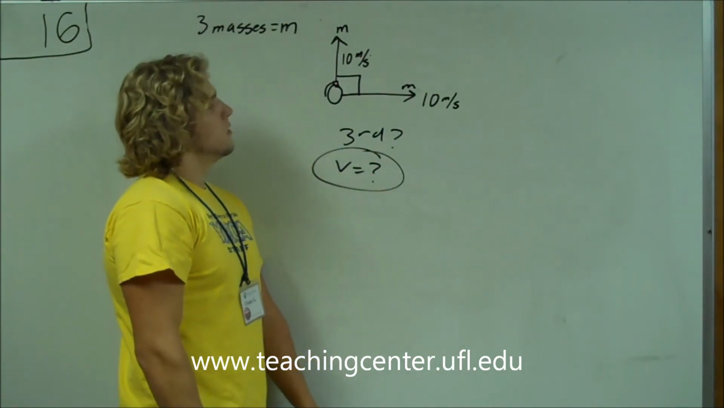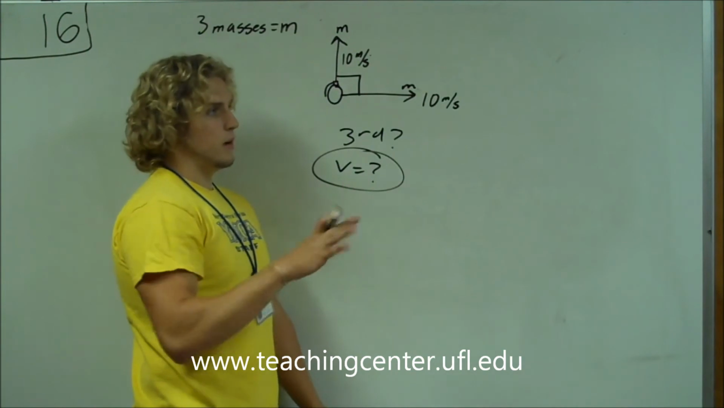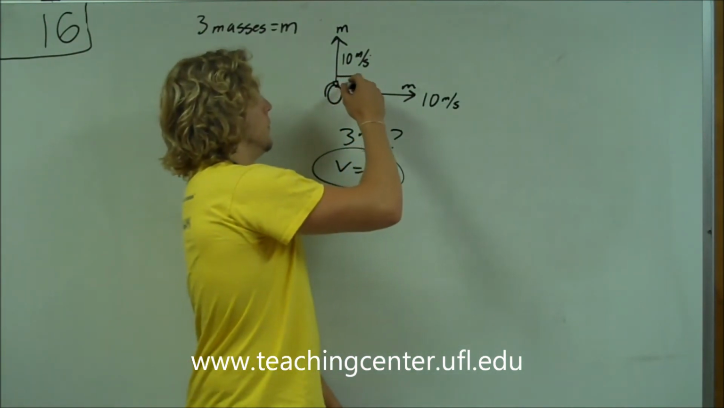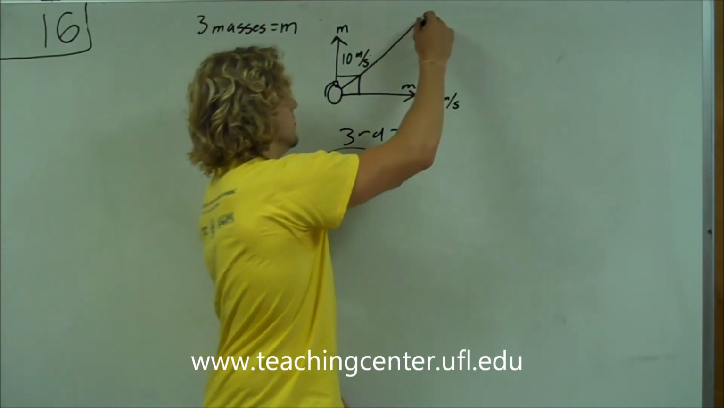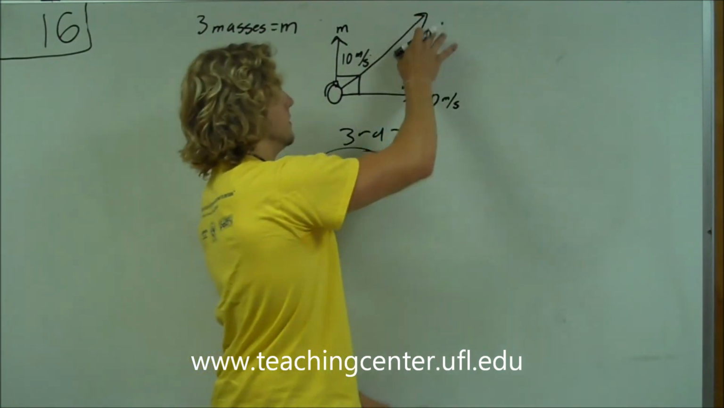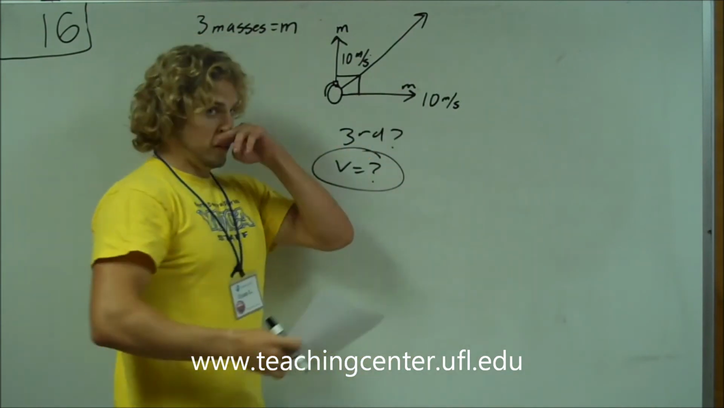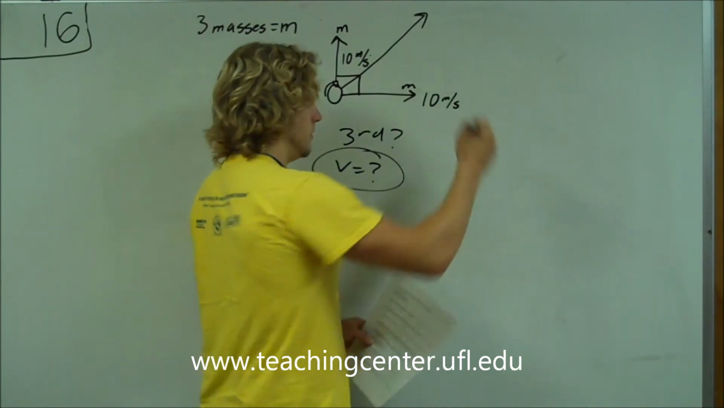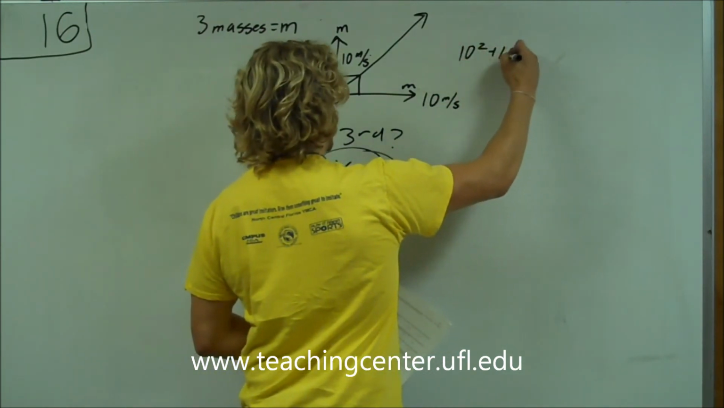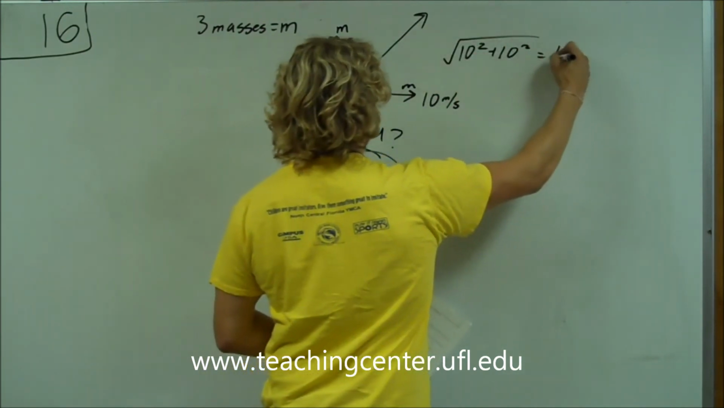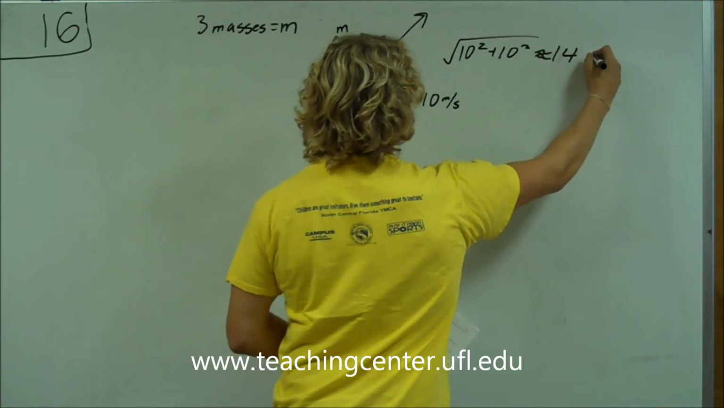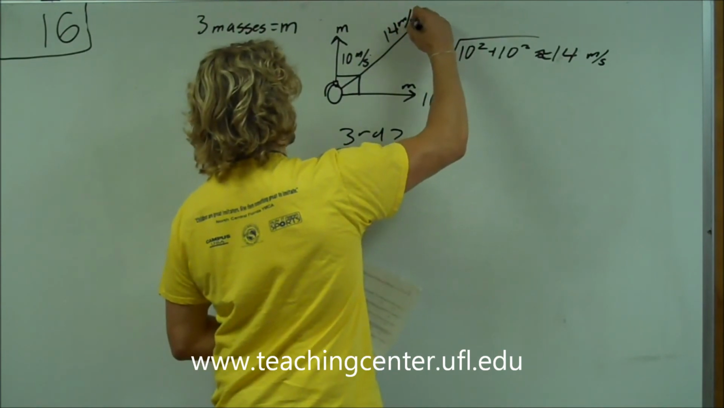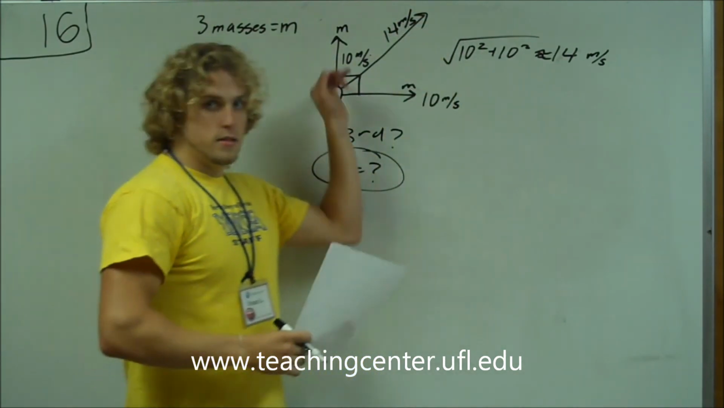Okay? So the way I drew it, you can draw it however you want as long as there's a 90-degree angle in there. The way I drew it, all we have to do is use the Pythagorean theorem to figure out the magnitude of adding these two vectors. You do the square root of 10 squared plus 10 squared, which is around 14 meters per second. So this magnitude is 14 meters per second, cumulative of these two pieces.